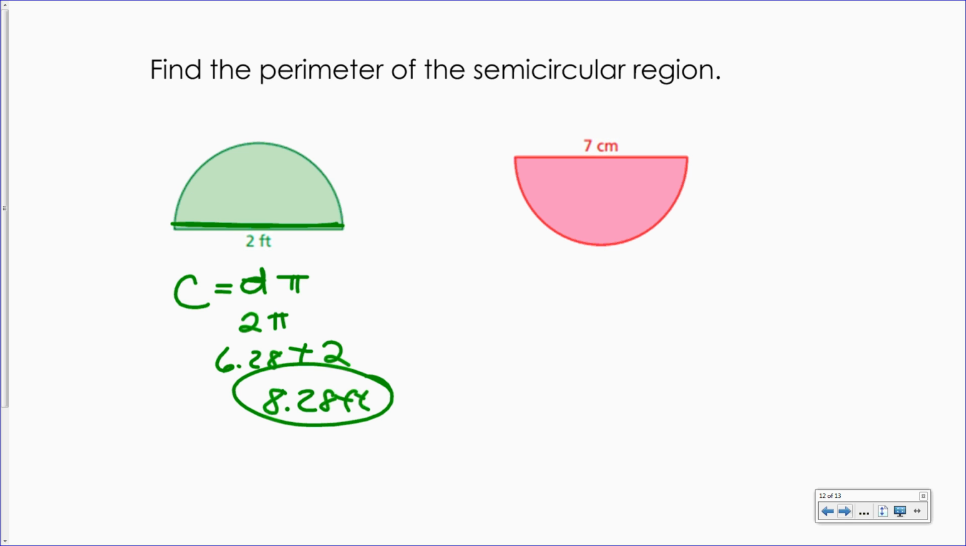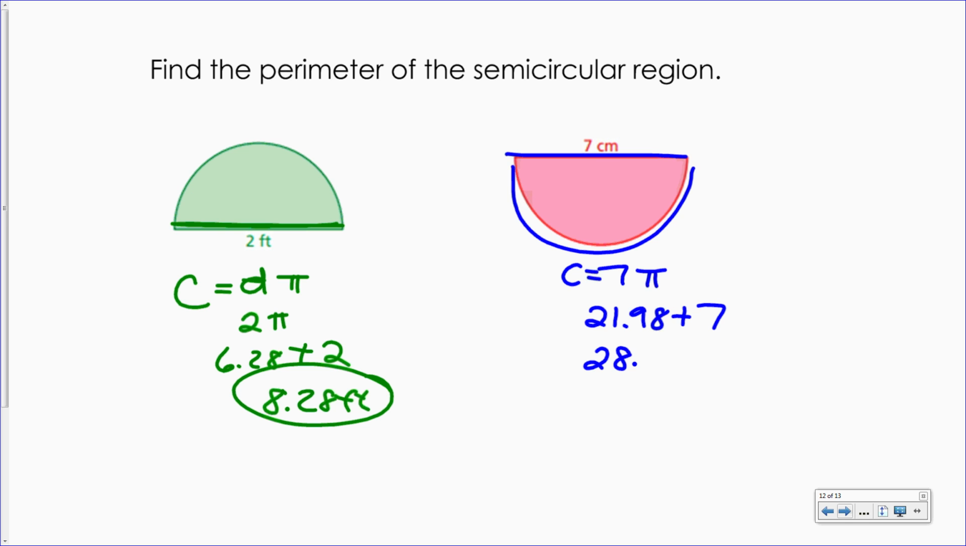Good. And this last one here, my diameter is 7, so circumference equals 7 pi. So 7 times 3.14 would give you 21.98. But I must now add in this distance because I've only found the distance around here. So I add 7 to it and I get 28.98 centimeters.